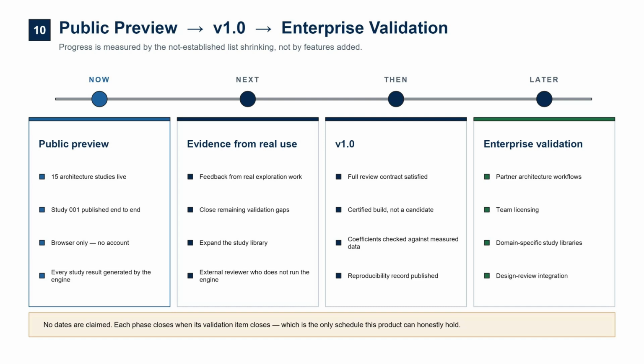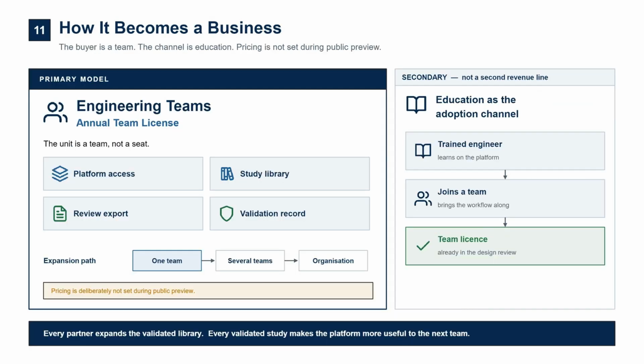Beyond that comes enterprise validation, partner workflows, team licensing, and domain-specific study libraries. We do not want release milestones to depend only on arbitrary calendar dates. Each phase should close when its defined engineering validation requirements are satisfied. As PPACT Studio develops, we are also exploring how it could support engineering teams in practice.